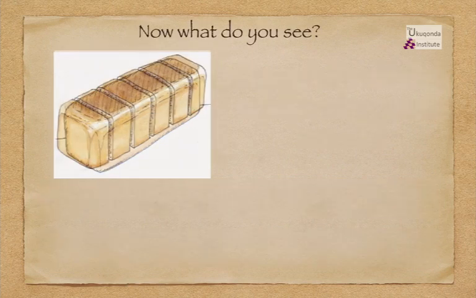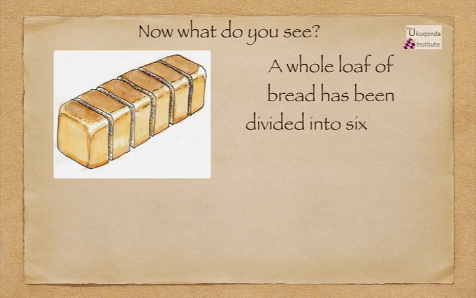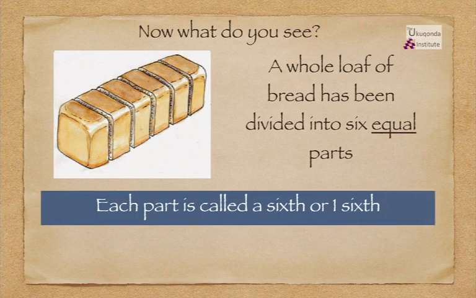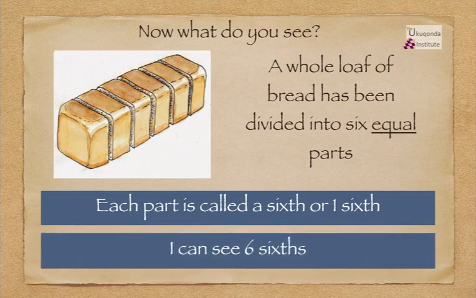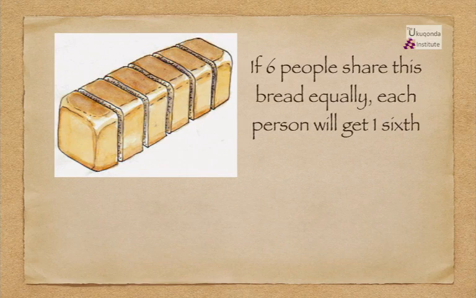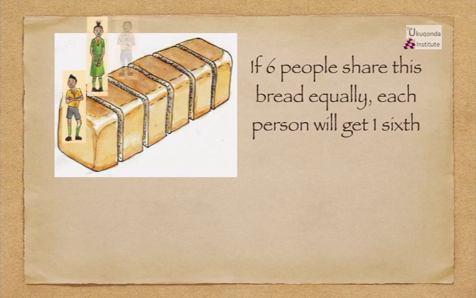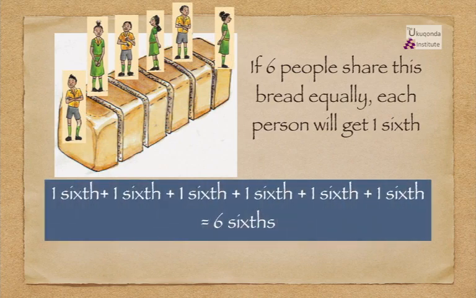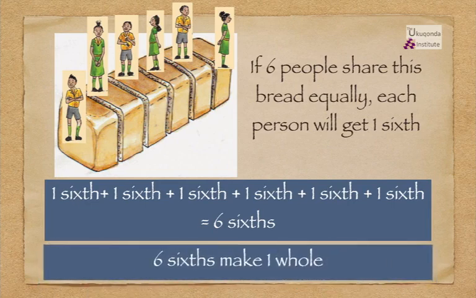Have a look at this one. A whole loaf of bread has been divided into 6 equal parts. Each part is called a sixth or 1/6. I can see 6 sixths. Have to get your tongue around those. If 6 people share this bread equally, each person will get 1/6. You can see each person claiming their slice of bread. If I add all of those slices together, each of them being 1/6, the total is 6 sixths. And those 6 sixths make up the whole bread.